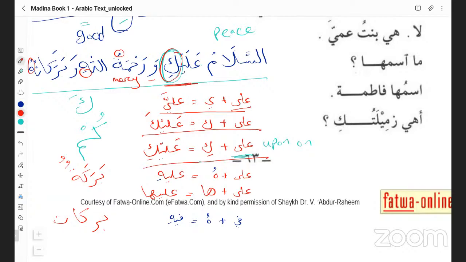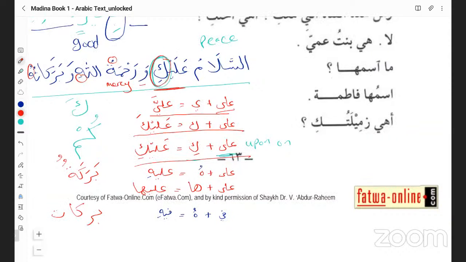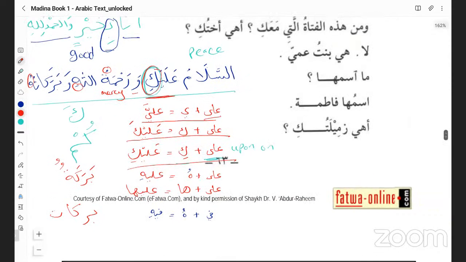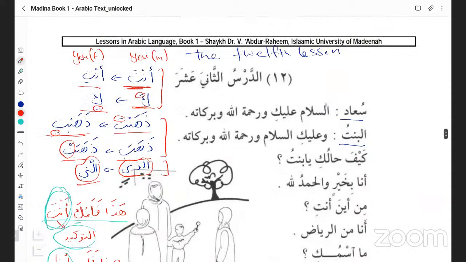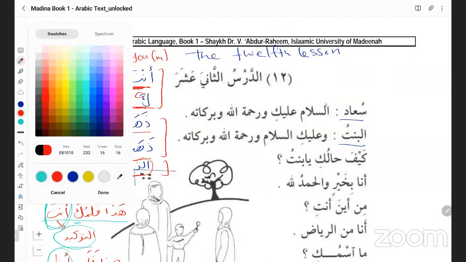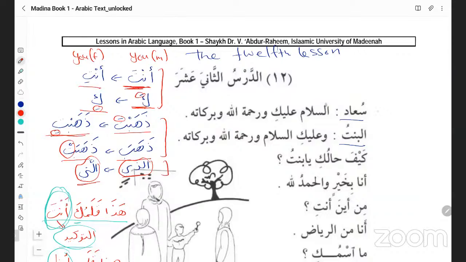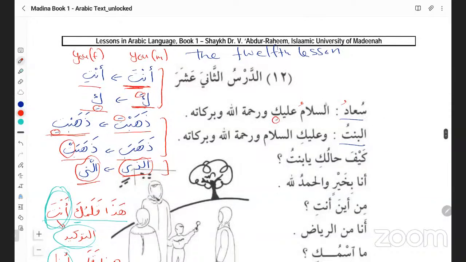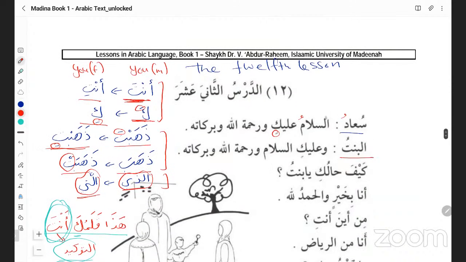And now, inshallah, we'll move on to the text, the conversation between Su'ad and Al-Bint. So let's go into it. We have a conversation between Su'adu and Al-Bintu. So Su'adu says Assalamu alayki, and we know it is ki. Why are we saying ki? Because we are speaking to the bint. This bint means the girl that Su'ad is speaking to. She's greeting the girl, and therefore she can say ki.